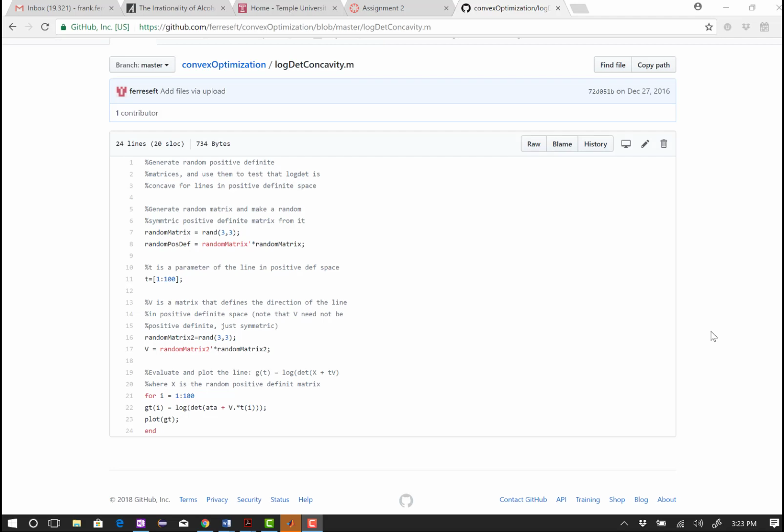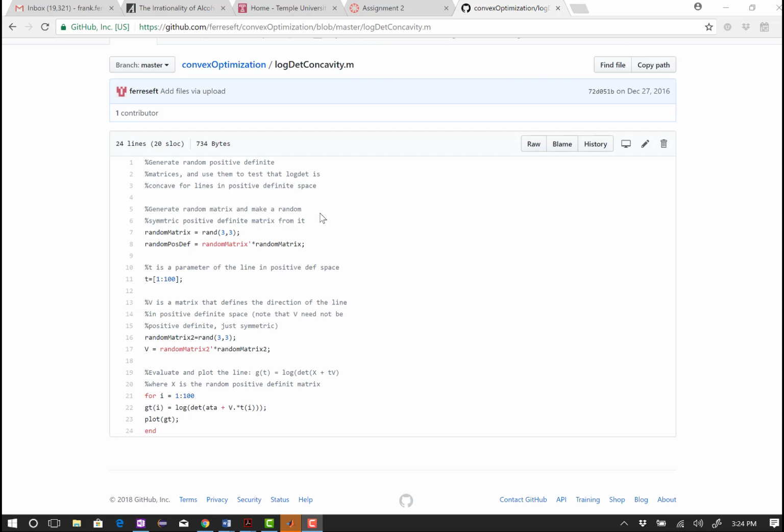Okay, so this is a very simple code, but if you want to download it, it's on my GitHub, so you can find it there. But the idea here is that we're going to use this log det concavity idea with this MATLAB script. So first we're going to generate random positive definite matrices, and then we're going to test that log det is concave by restricting the function to a line in positive definite space.